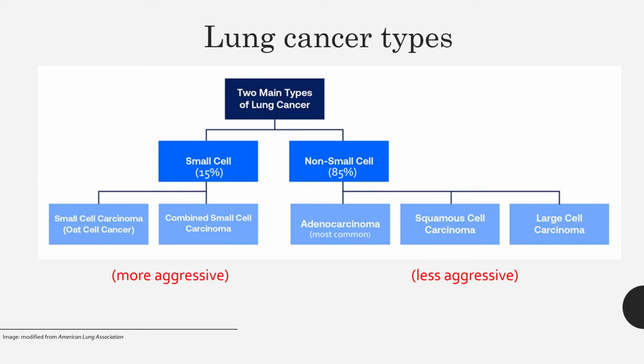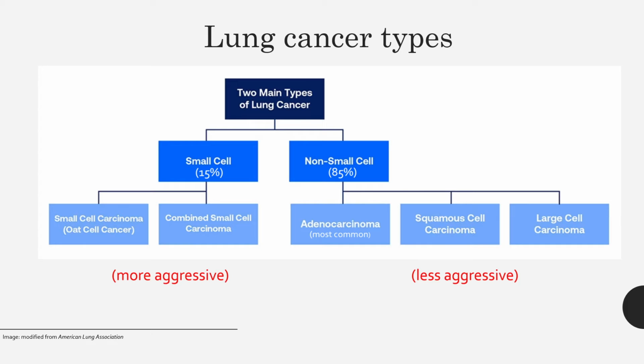Non-small cell carcinoma can be further divided into adenocarcinoma, squamous cell carcinoma, and large cell carcinoma, which are all named after the type of cells involved in the cancer. Among them, adenocarcinoma is the most common, followed by squamous cell carcinoma. These non-small cell carcinoma subtypes have similar treatments and outlook.